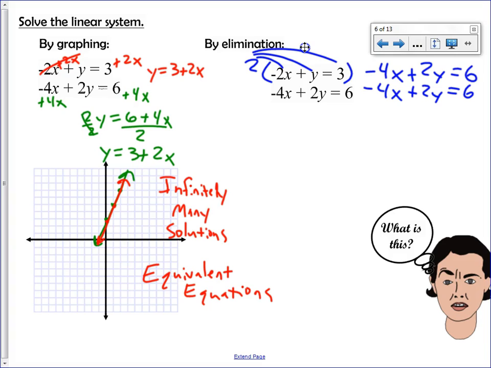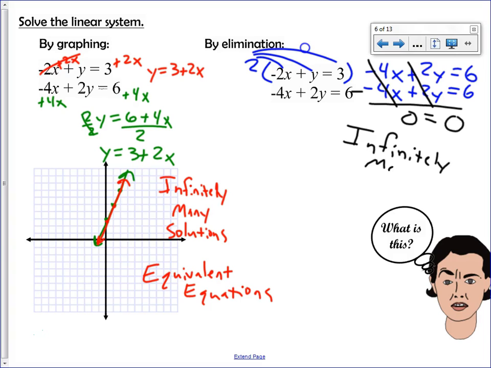Now if I want to eliminate the y's, I'll subtract that equation. So I subtract everything. Negative 4x minus negative 4x cancels out. 2y minus 2y cancels out. Left with nothing on the left, and 6 minus 6 is nothing. 0 equals 0 is a true statement. So it means that the equations are equivalent, and I have infinitely many solutions. Okay, so that's what those two look like when we solve them algebraically.